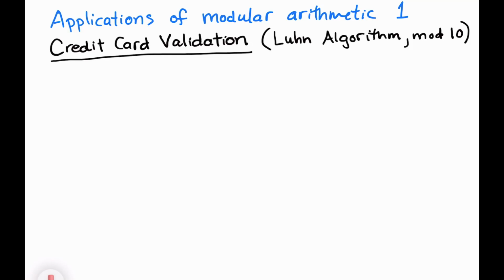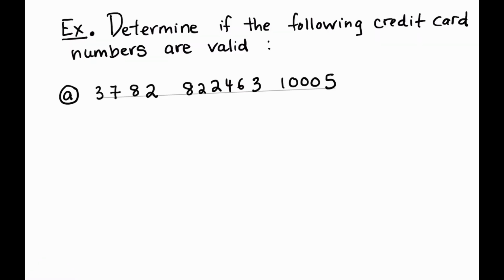In this video, we will look at an application of modular arithmetic. This is going to be our first application, and it is something called the Luhn algorithm. It uses mod 10 arithmetic, and it's used for credit card validation. I am going to illustrate the algorithm using an example.